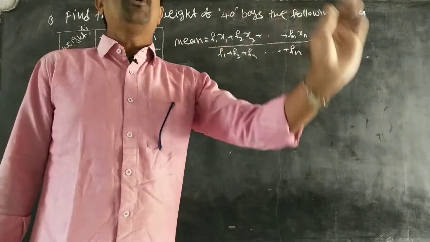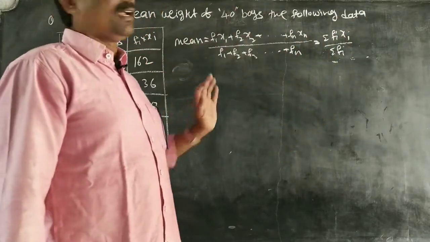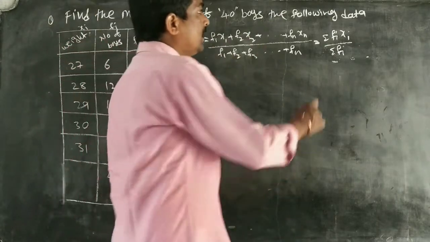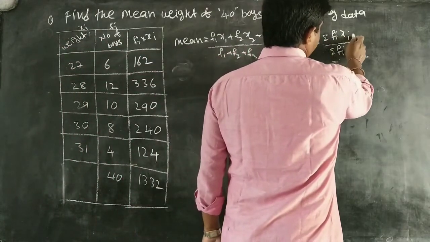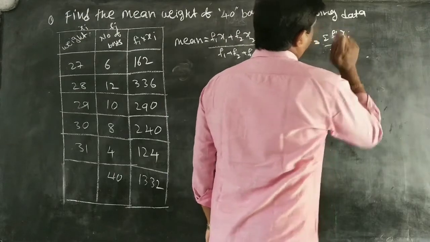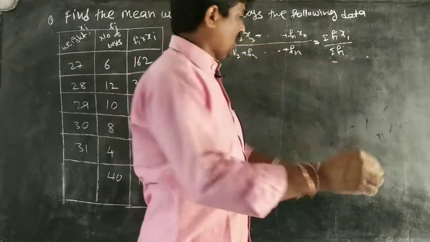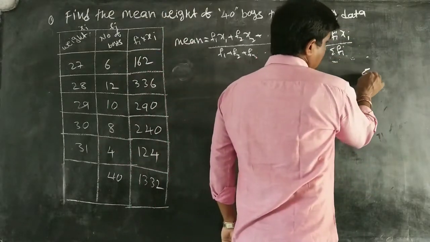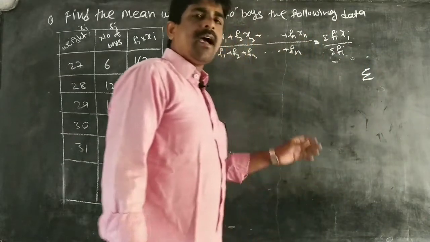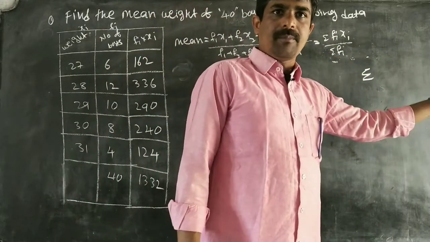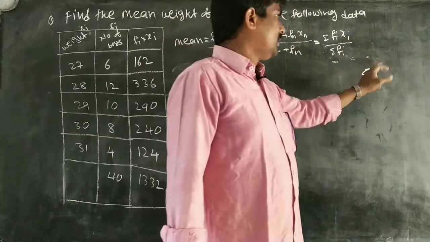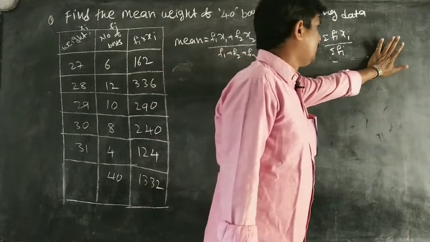Previously it was given only as a group, but here it is given as different data. At that time we are using this: the sum of f i xi by sum of fi. This is the symbol of summation. That means add all. Mathematically, we use symbols. That is the summation symbol.